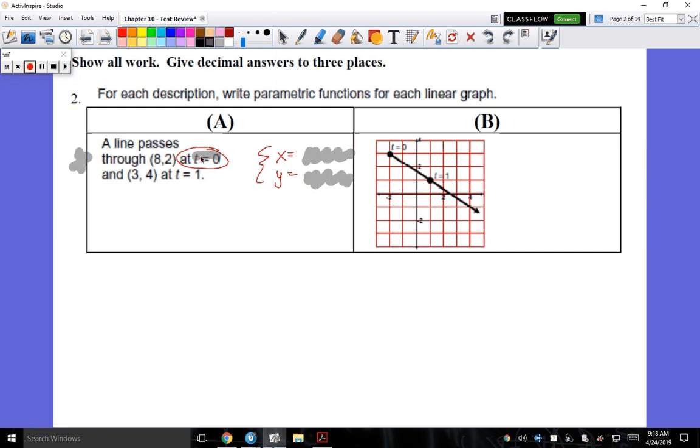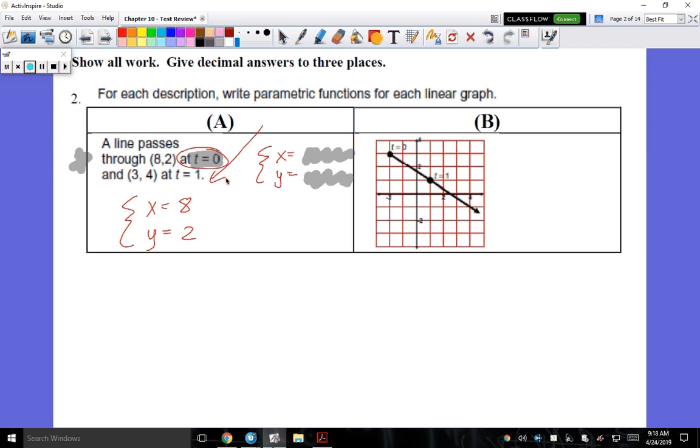Just like on the other examples, we're going to start when time is equal to 0. Okay? So I don't have to draw a graph per se to figure this out. I can just know that the parametric x will start at 8 and the y will start at 2. So that's my initial value. That's where I'm going to start. You can kind of look at it like an origin, if you will, but you don't have to think of it as an origin.